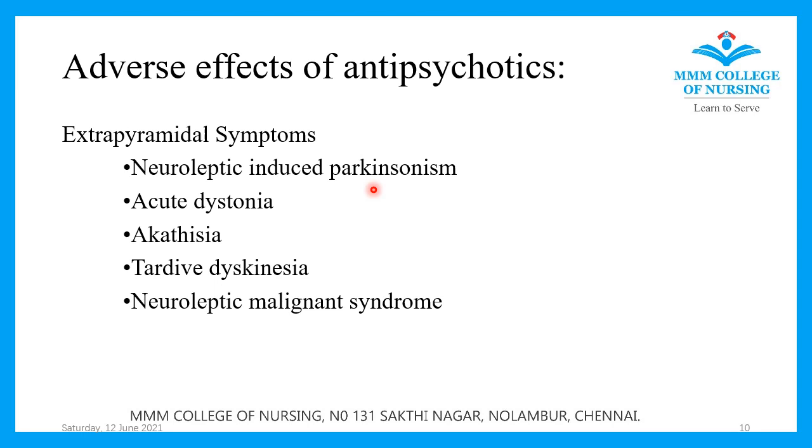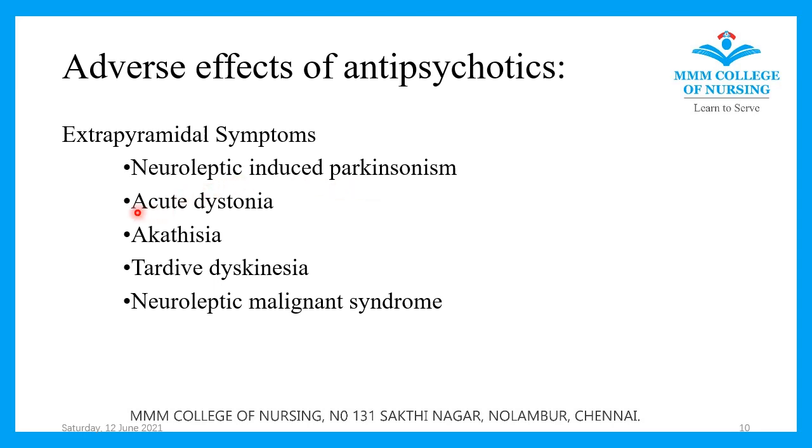So the patient presents with rigidity, tremors, bradykinesia, stooped posture, drooling, akinesia. Akinesia is a loss of ability to move the muscles. Ataxia is a lack of muscle control and coordination. And this condition can be treated by giving anticholinergic agents. The normal medications given are trihexyphenidyl, benztropine, and biperiden.